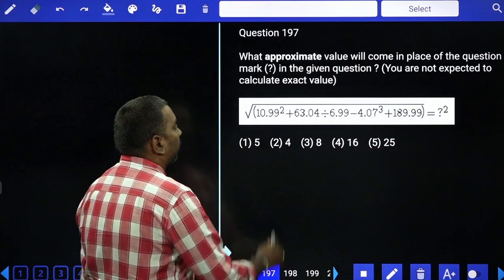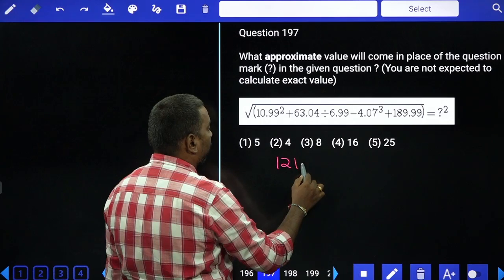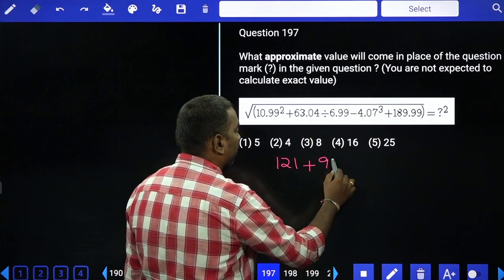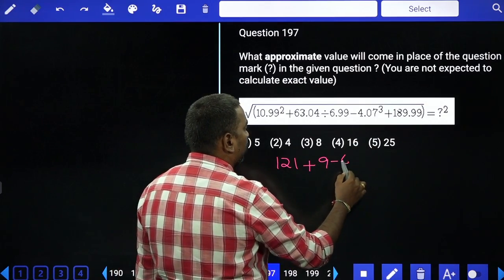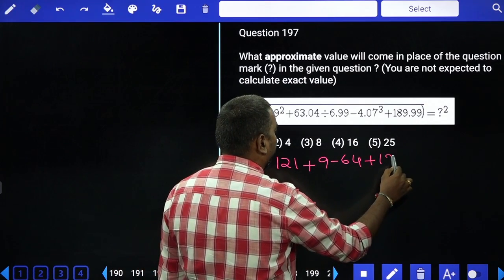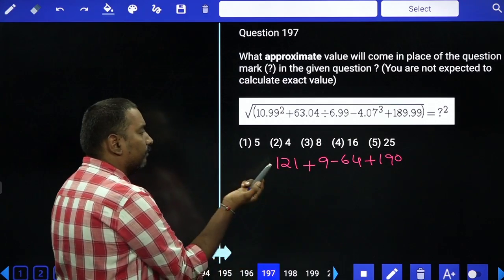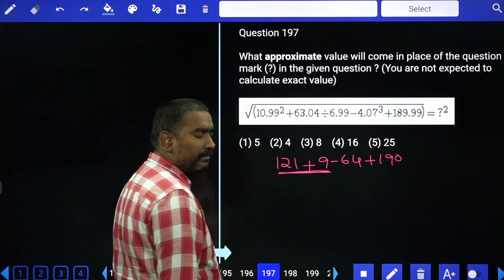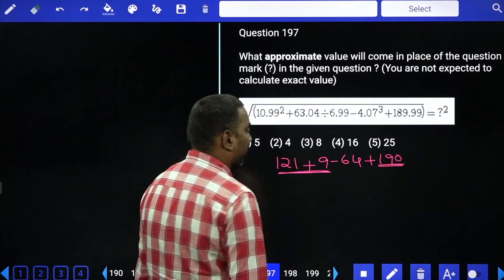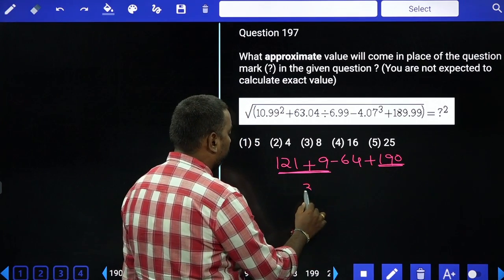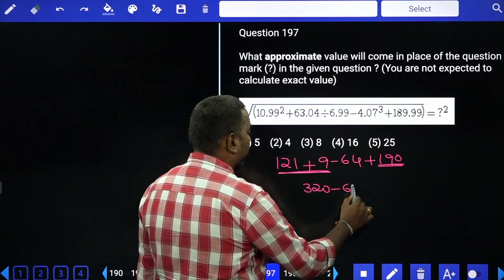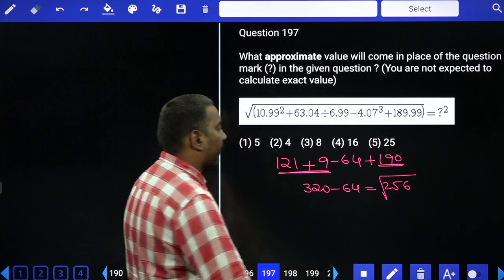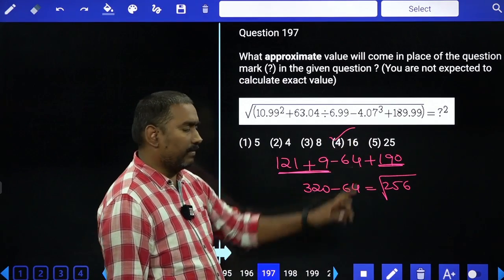Next. 11 square 121 plus 63 by 7 means 9 times 4 cube 64 plus 190. So 121 plus 9 means 130. 130 plus 190, 320. Minus 64 means 256, and square root of 256, that is 16, is our answer.